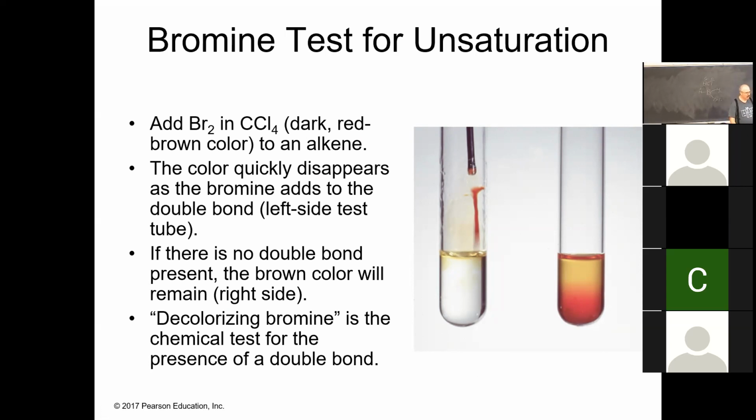And what happens is that the bromine starts out as this dark red-brown color, and the dibromoalkane which is produced is colorless. And so we'll see an almost immediate decolorization of the bromine. If there's no double bond, as shown on the right here, the red-brown color will persist. But if there's an alkene, we'll see disappearance of the bromine color.